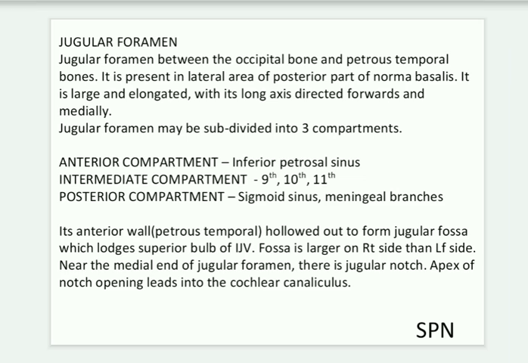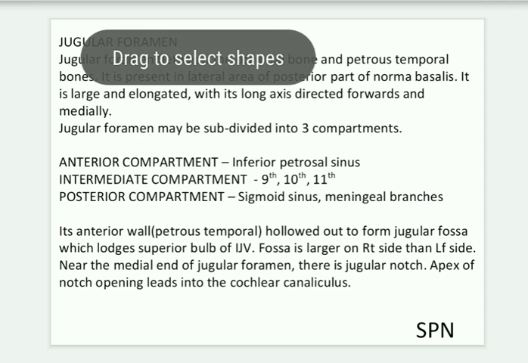Next, jugular foramen. What will you write? This foramen is between the occipital bone and petrous temporal bone. It is present in the lateral area of the posterior part of the base of the skull. It is large and elongated with its long axis directed forwards and medially. This foramen may be subdivided into 3 compartments.